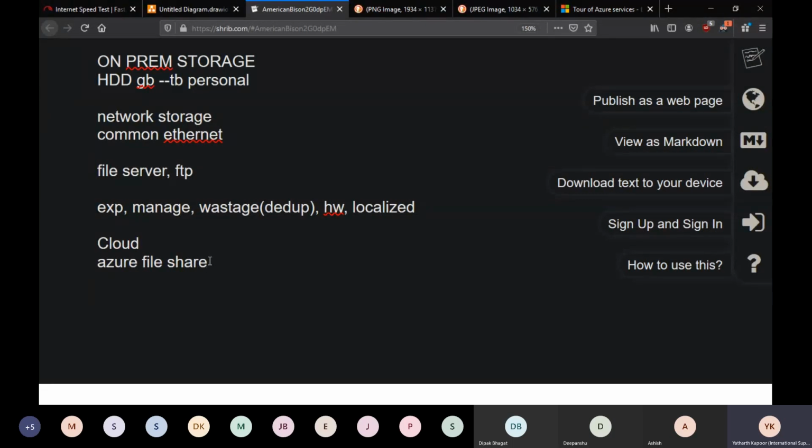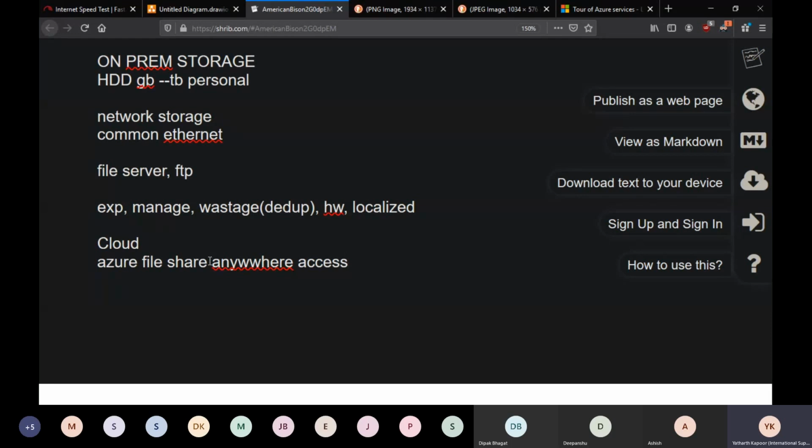Also with Azure file share, you can have anywhere access on our storages. So it's a decentralized storage. There's no wastage. It's not expensive. It's managed by Microsoft, right? And your customers, and the customers' users, are not going to realize that there's a difference between this storage and the on-prem file storage.